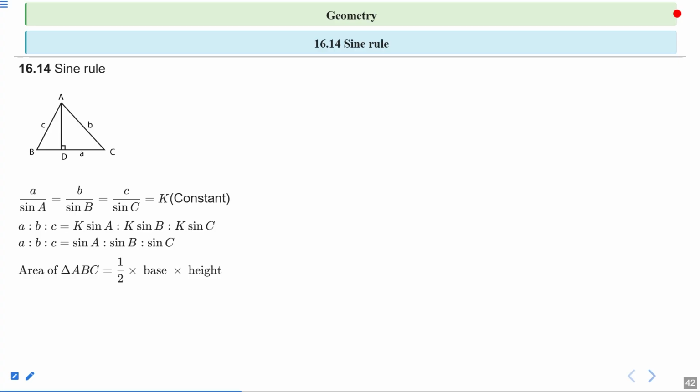So the area of a triangle is equal to 1 by 2 into base into height. So area of triangle, we can say, is 1 by 2 into a into h. So 1 by 2 into a into h, we can say c sine B. So sine B becomes h by c, or h becomes c sine B.